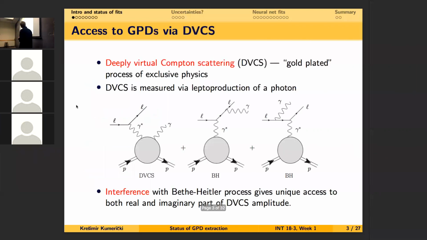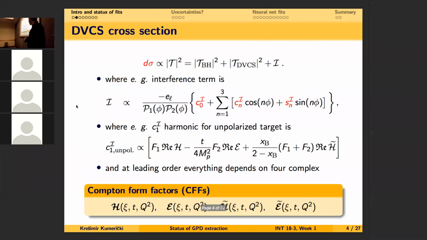Just to remind you, DVCS is a process where you probe a hadron, in our case it will be the proton all the time, with a virtual photon and produce a real photon. Because you measure it in lepton production, this process interferes with the Bethe-Heitler scattering, and this interference obviously gives you access to the real and imaginary part of the amplitude.